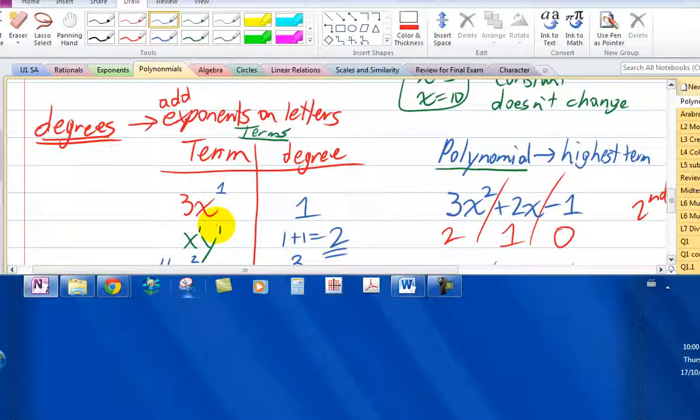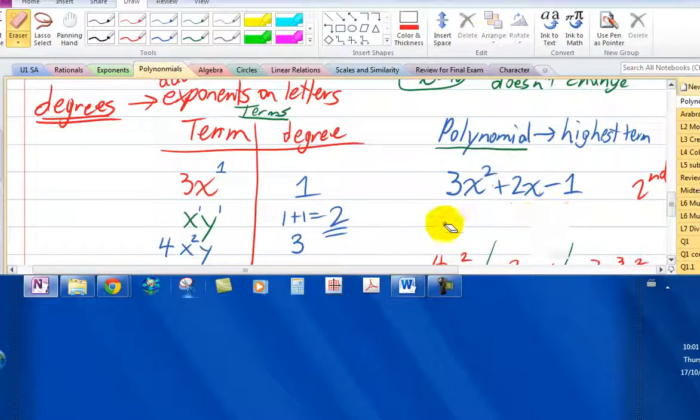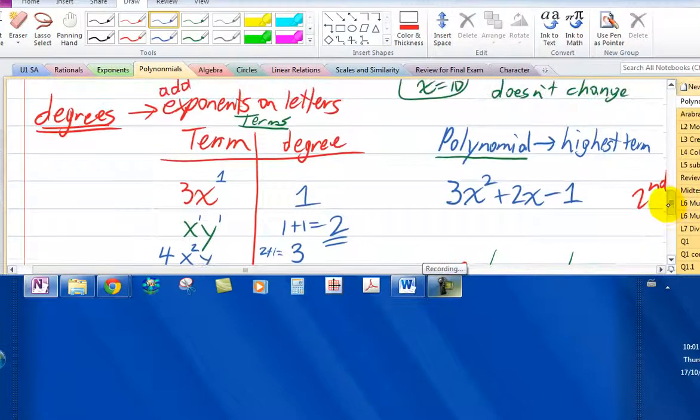Doesn't 3 have an exponent? No, it's not a letter though, so we don't need to look at it at all for degree. The coefficients are not involved, just the letters, variables. Then looking ahead, we have 4x squared y. Again, you only look at the letters, x and y, and add up the exponents. So we should have 2 plus 1 equals 3. Any questions about that?